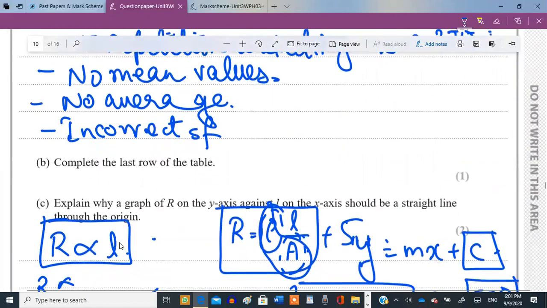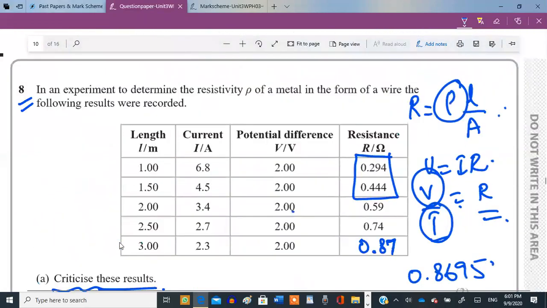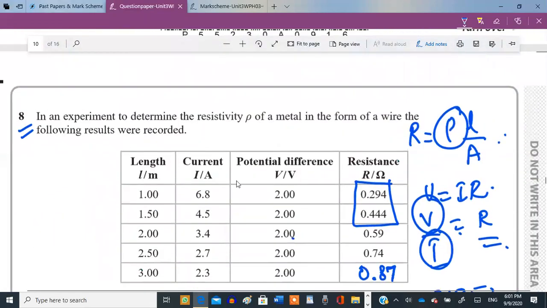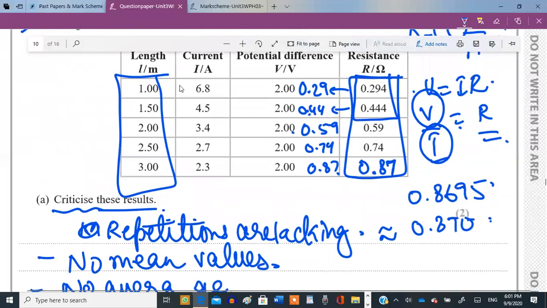Now once you have the resistance and length with the units labeled on this graph, you'll need to choose an appropriate scale in order to accommodate all of these values. But you need to change these 3 significant figures to 2 significant figures. This is going to be 0.29, this is going to be 0.44, this is going to be 0.59, this is 0.74, and this is 0.87. And now just draw out the graph. So it's from 1 to 3, and this is from 0.29 to 0.87.